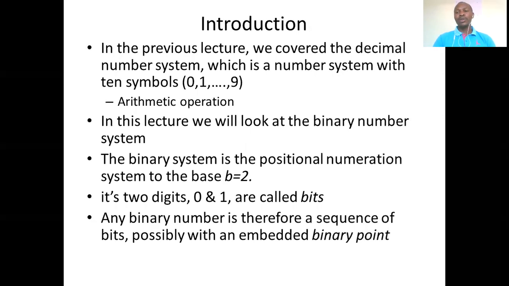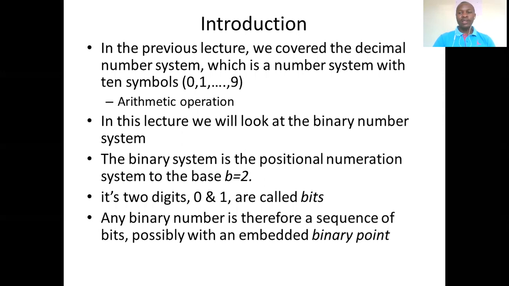In the previous lecture, we looked at the decimal number system, a number system that has 10 symbols, which represent the digits in that number system. These symbols are 0, 1, 2, 3, up to 9. We also performed some arithmetic operations in that number system, that is addition, subtraction, multiplication, and division. In this lecture, we are going to focus on the binary number system.